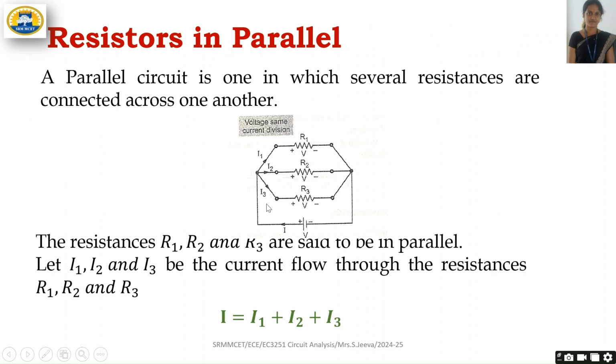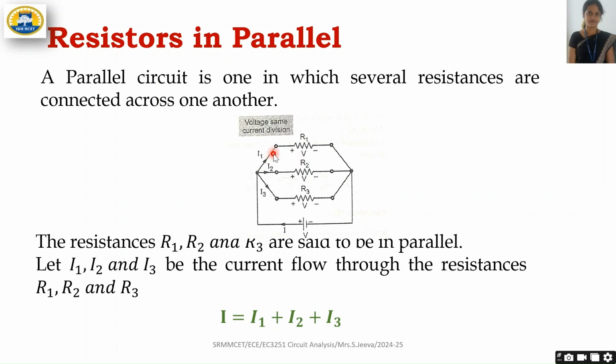If the resistors are connected in parallel, a parallel circuit is one in which several resistors are connected across one another. Here the three resistors R1, R2 and R3 are connected in parallel, and the supply voltage is V, and the currents I1, I2 and I3 flow through the resistances R1, R2 and R3.